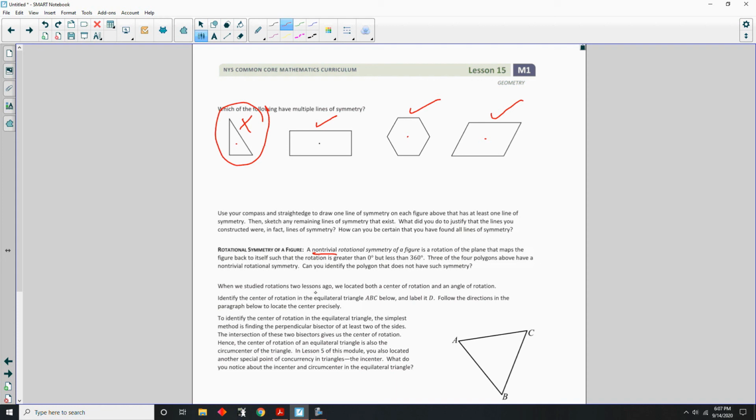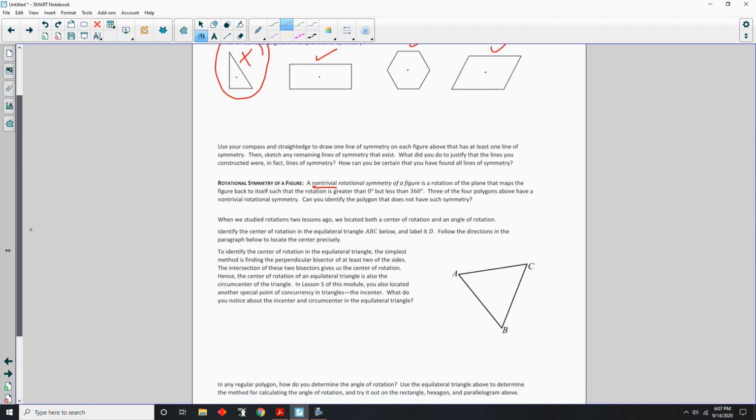When we studied rotations two lessons ago, we located both a center of rotation and an angle of rotation. Identify the center of rotation in the equilateral triangle ABC below and label it D. Okay, so we're going to find the center. So in order to do that, I need a compass. And I want the compass to draw in red.